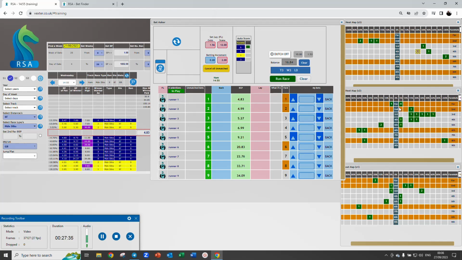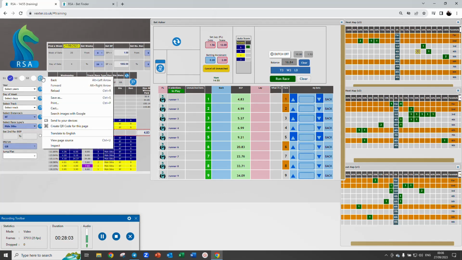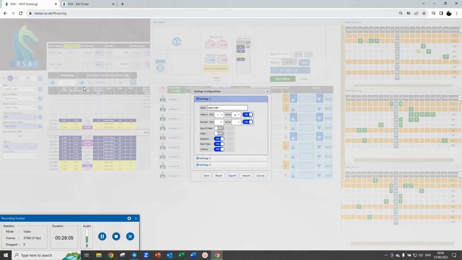Now you might want to do one with the same type of race. To me, the type's the most important. Number of runners, plus or minus 1, plus or minus 2, depending on how many runners there are, is probably the second most important. Then the track, and then lastly I'd have the day of the week before anything else.